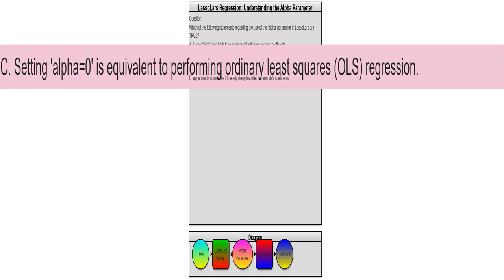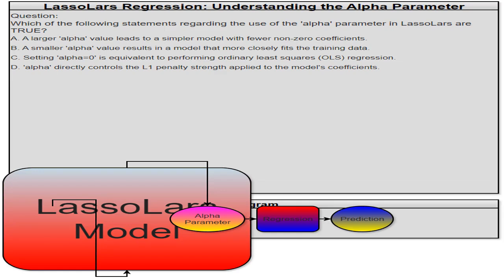ALPHA directly controls the strength of the L1 penalty, lasso penalty. A higher ALPHA means a stronger penalty, shrinking coefficients towards 0. A lower ALPHA weakens the penalty. The ALPHA parameter is a hyperparameter in lasso regression that controls the strength of the L1 regularization. It determines the balance between fitting the training data and keeping the model simple to prevent overfitting.